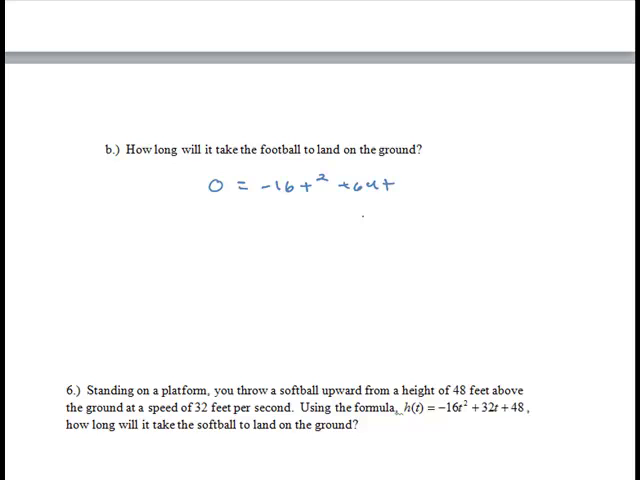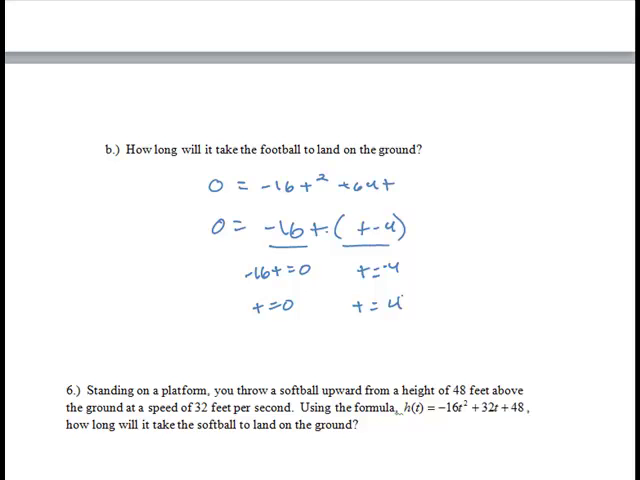The quadratic function is already in standard form, equal to 0, so factor out negative 16t. We're left with t minus 4, and just by factoring out the greatest common factor, it's completely factored. Set each factor equal to 0 and solve. The first one, t is equal to 0, t is equal to positive 4.